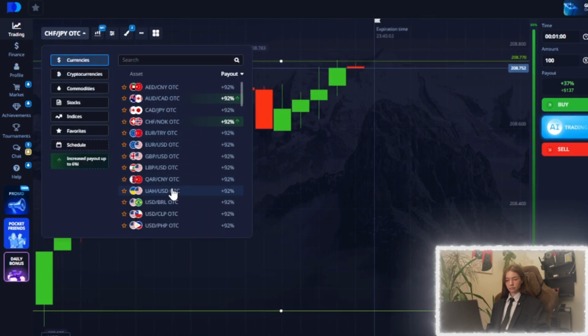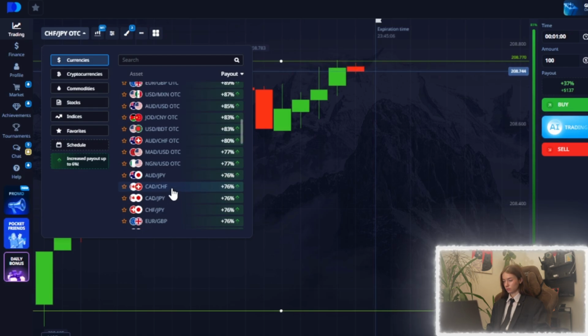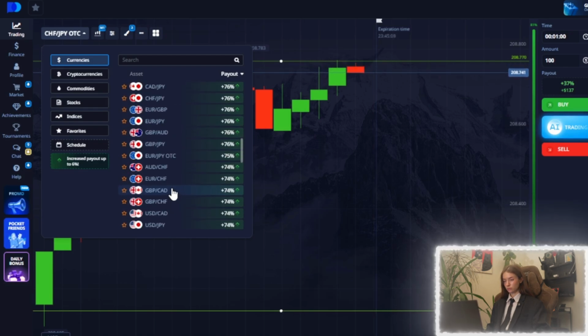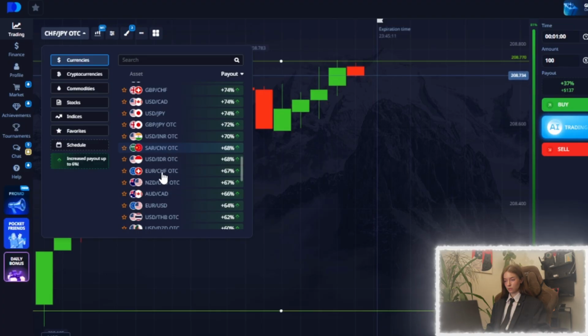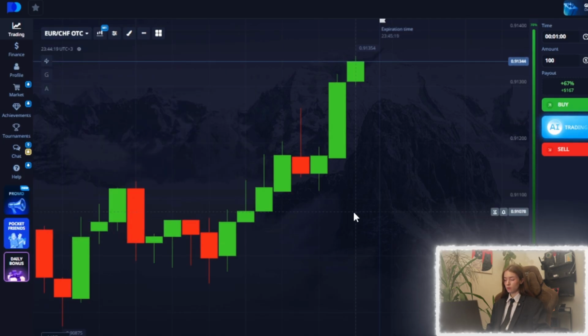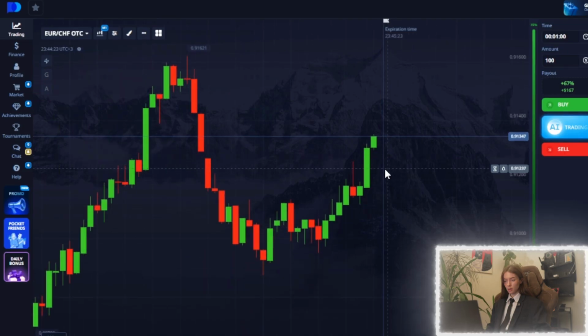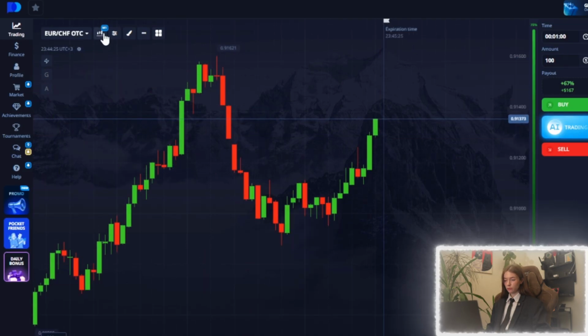Let it be the euro and the Swiss franc. Today we already worked with the franc, so let's pair it with the euro. We have the 1 minute time frame set.